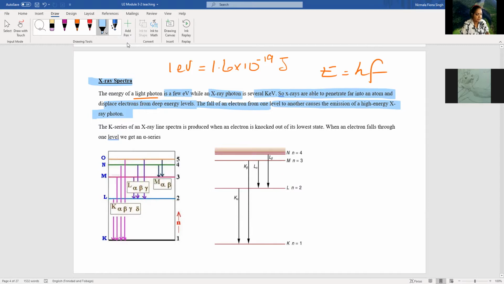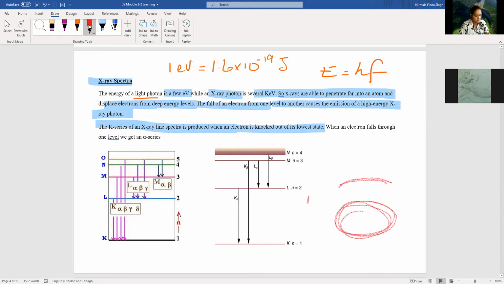So let's continue reading. The K series of an electron-like spectra is when an electron is knocked out of its lowest state. The lowest state possible is the first shell, which is the shell right above your nucleus. So that means you're talking about a lot of energy. If this is your nucleus, that's your first shell.